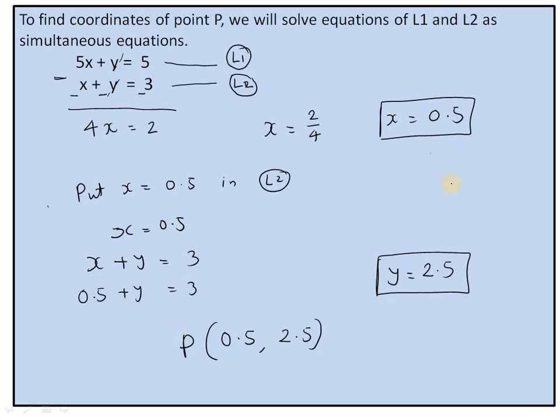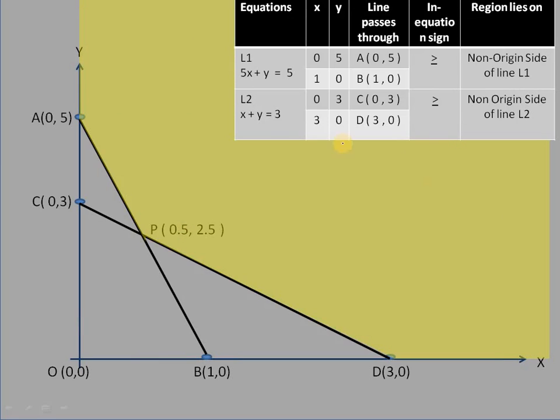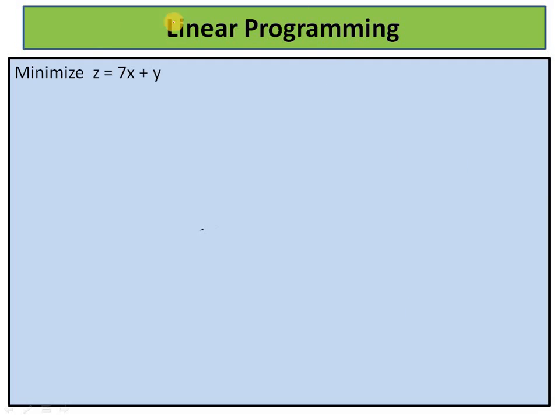समझ गए बच्चों? So now we know coordinates of A, coordinates of P and coordinates of D. So our objective function will be minimum at one of these points. मतलब at point A that we have seen or point P और पॉइंट D. समझ गए बच्चों? चलो ये कैलकुलेट करेंगे हम लोग. हमें क्या करना है? मिनिमाइज, नॉट मैक्सिमाइज, मिनिमाइज z इक्वल टू 7x प्लस y.